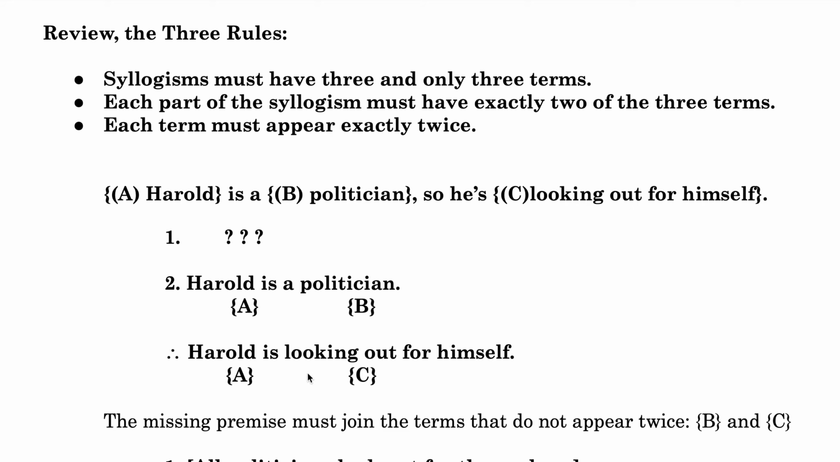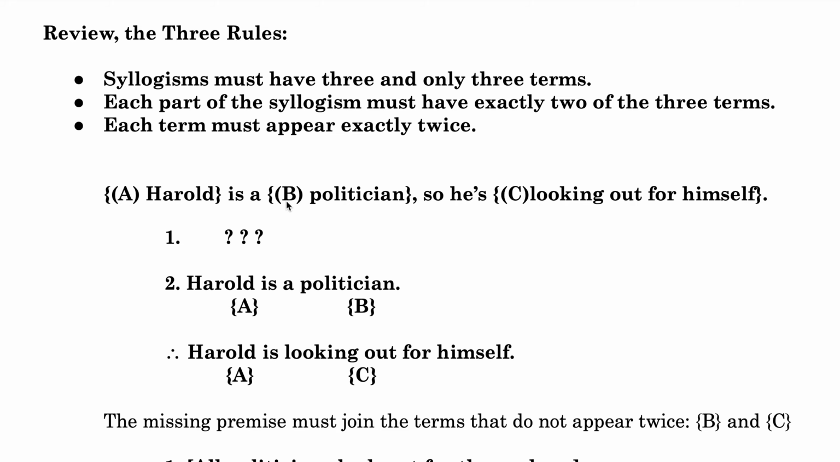So I put that in the conclusion, because there's that conjunction, that's a hint that that's the conclusion. So I put Harold is a politician, A is B, and in the conclusion I put A is C. Now I can just figure out what is the missing premise. And we know that, following the rule, each term has to appear exactly twice. So what are the 2 terms that have to go in here? Has to be B and C.